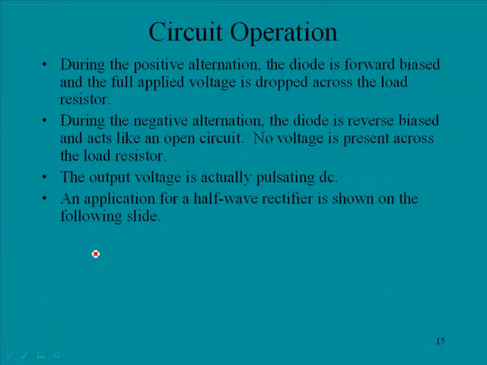Okay, this is a description of what we just looked at. During the positive alternation, the diode is forward biased and the full applied voltage is dropped across the load resistor. During the negative alternation, the diode is reverse biased and acts like an open circuit. No voltage is present across the load resistor. The output voltage is actually pulsating DC. Looks kind of like this.